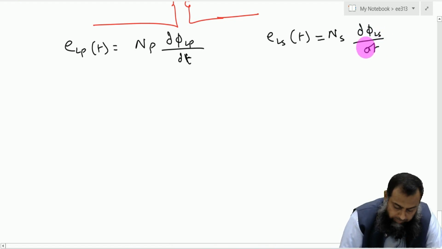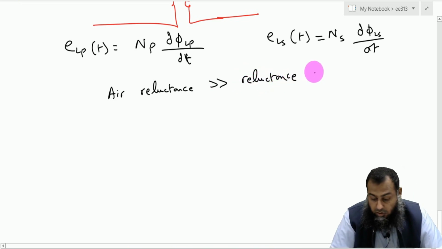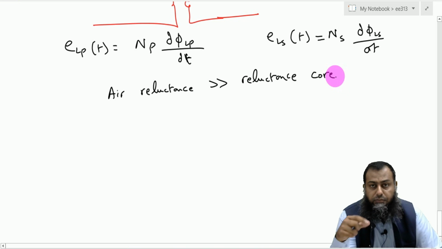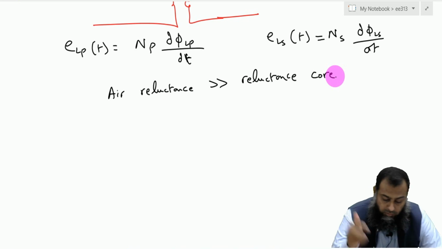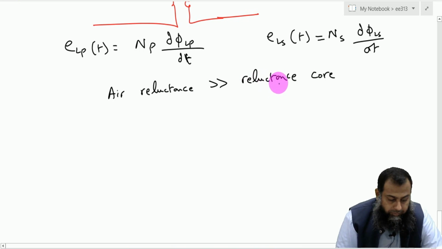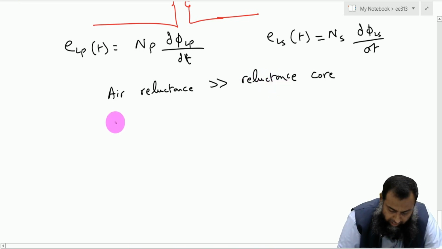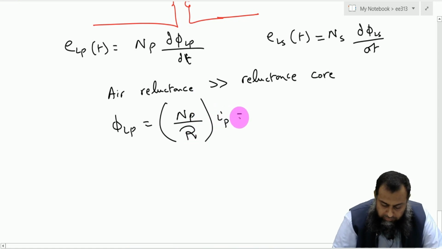Now we also know that the reluctance in air is very much greater than the reluctance in the core, because the core is a material designed specifically for the magnetic field lines, whereas air has a very high reluctance. So we can say that the reluctance in the air is very much greater than the reluctance in the core. So this means that phi LP is equal to NP over R, where R represents the reluctance, times IP, the current which is flowing here.